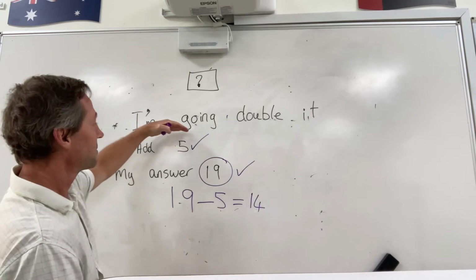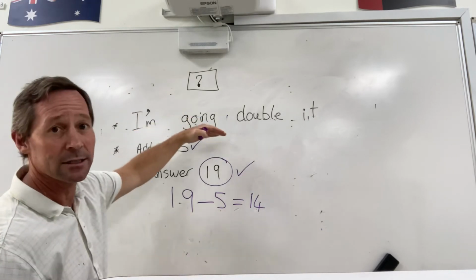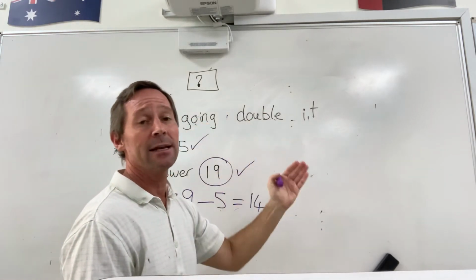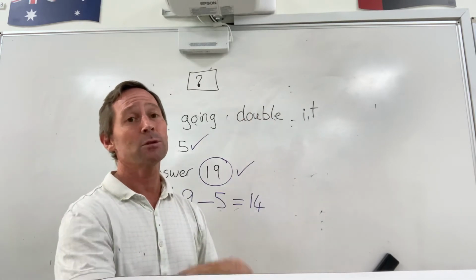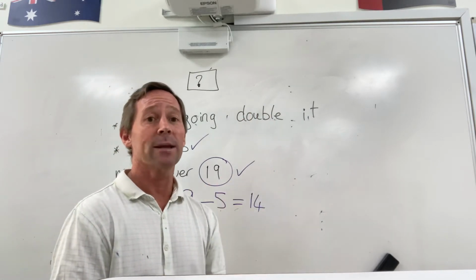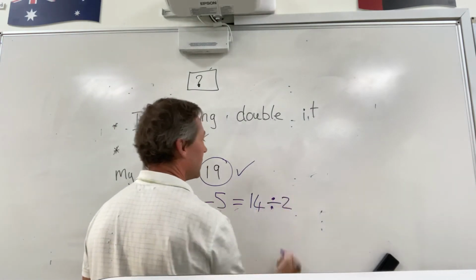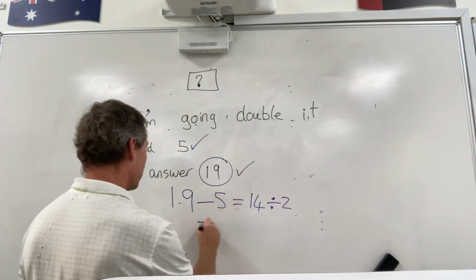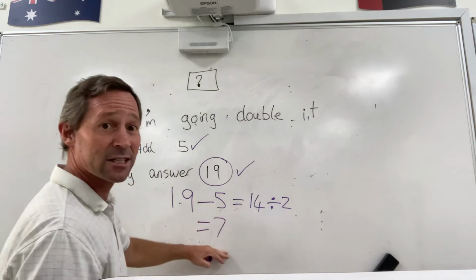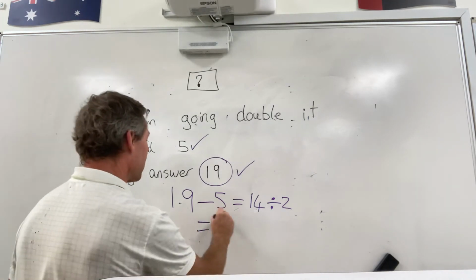The next one, I'm going to double it. So again, the opposite to double would be to half. So instead of multiplying by 2, I'm going to divide it by 2. 14 divided by 2 equals 7. So that's my number I was thinking of at the start.